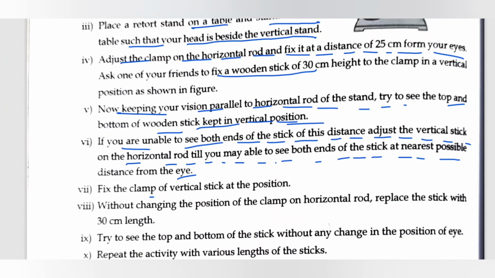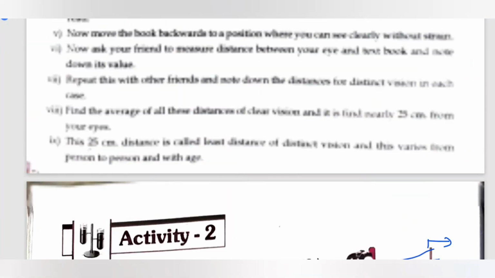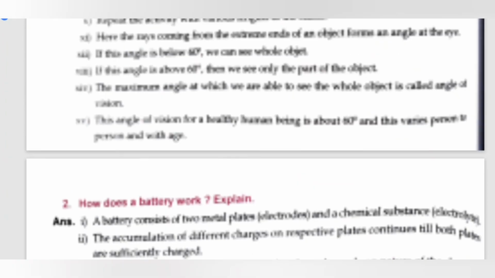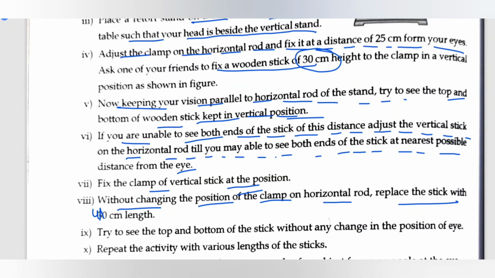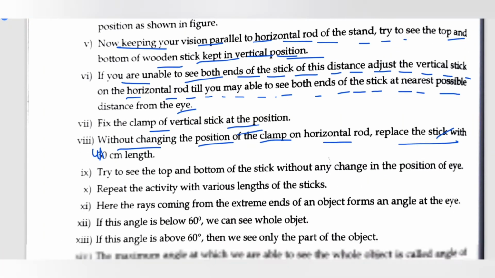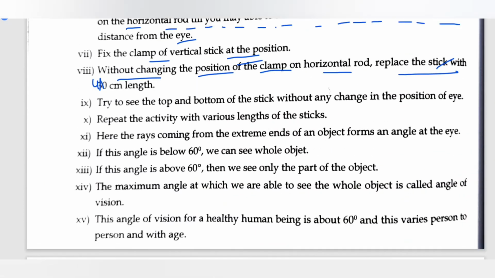Now fix the clamp and vertical stick at the same position without changing the position of the clamp on the horizontal rod. Replace the stick with, let it be 40 centimeters, because we have taken 30 centimeters here, so a 40 centimeter length. So try to see the top and bottom of the stick without any change in the position of the eye. Repeat the activity with various lengths of the sticks.